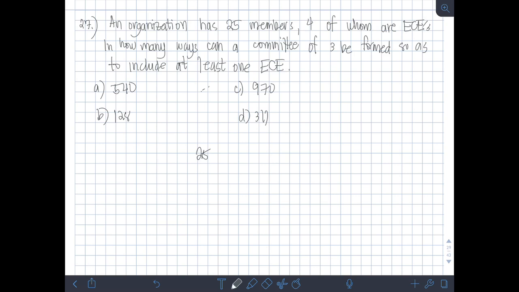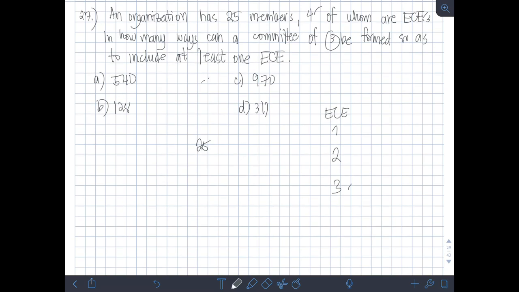So, meron tayong different cases dito. So, i-consider natin yung case kung saan meron tayong 1 member na ECE, meron tayong 2 member na ECE, tsaka 3 member na ECE. 3 lang kasi, 3 lang yung bubuin natin, so hindi pwedeng 4 na member ng ECE.